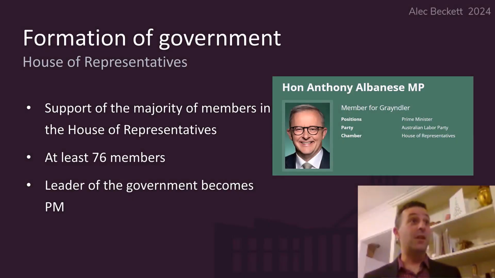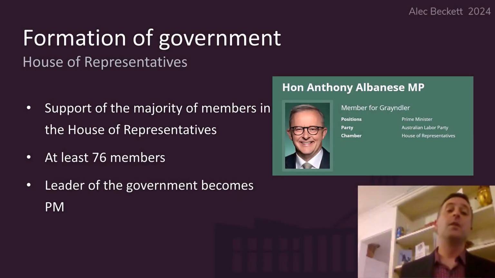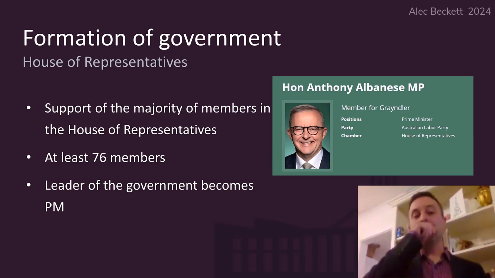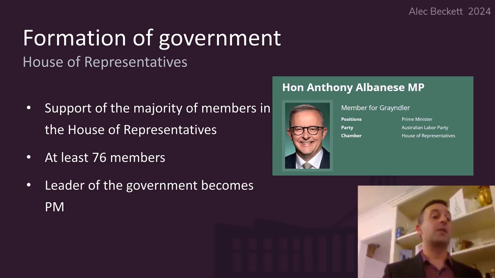All right, formation of government. This is pretty simple, or we're probably fairly familiar with it, but it is good to highlight that formation of government happens in the House of Representatives. So in other words, and this comes back to some comments with previous Governor General and incidents in the 70s, you form government by showing that you have support of the majority of members in the House of Representatives.